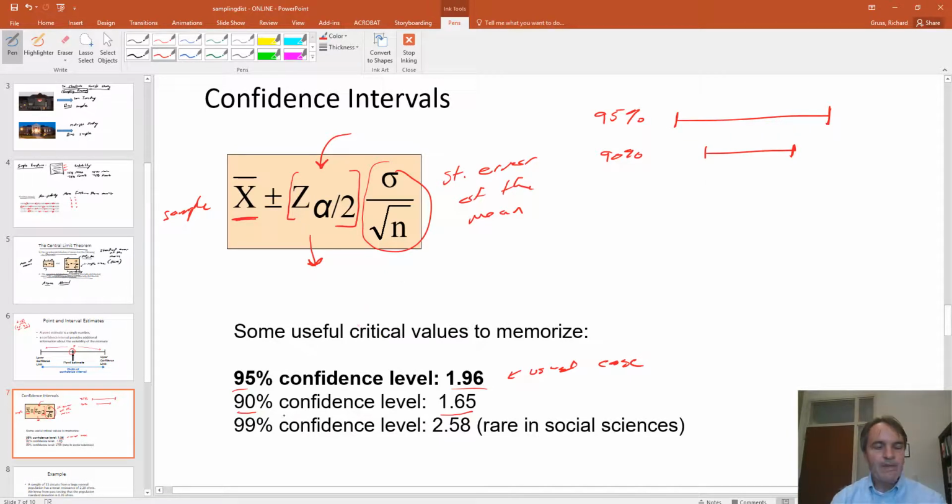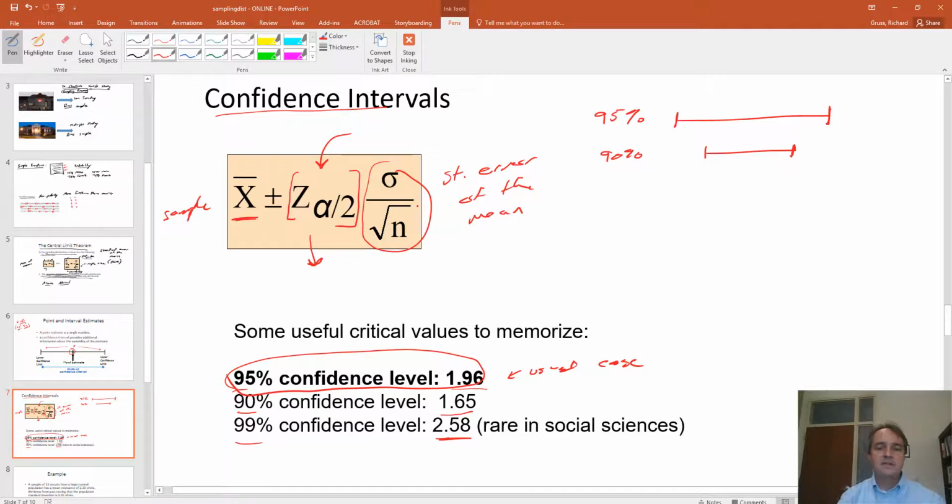A 99% confidence level is going to correspond to multiplying by 2.5 standard errors. We don't really expect to ever do that. So the one that I want you to focus on is the 95% confidence level, multiplying by 1.96. So this is how you construct a confidence interval: you start with your sample mean and you add and subtract some confidence adjustment number, usually 1.96, times the standard error of the mean.